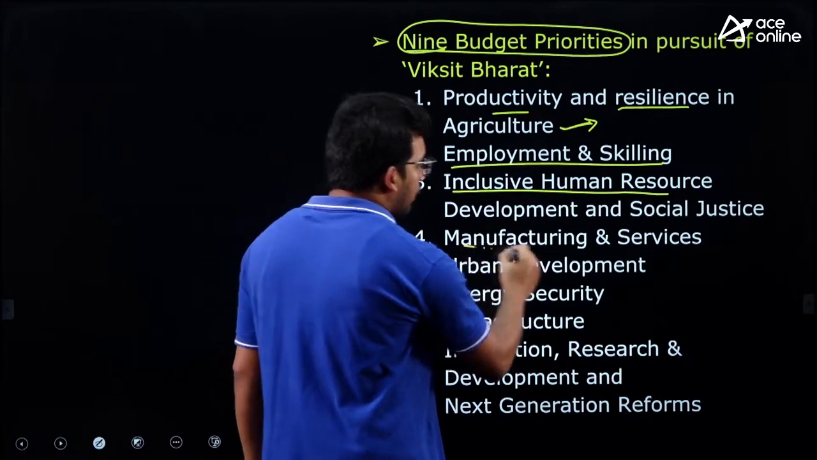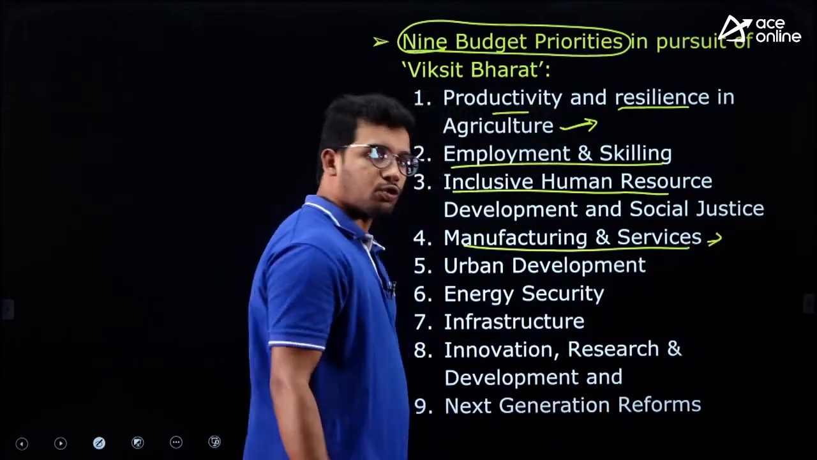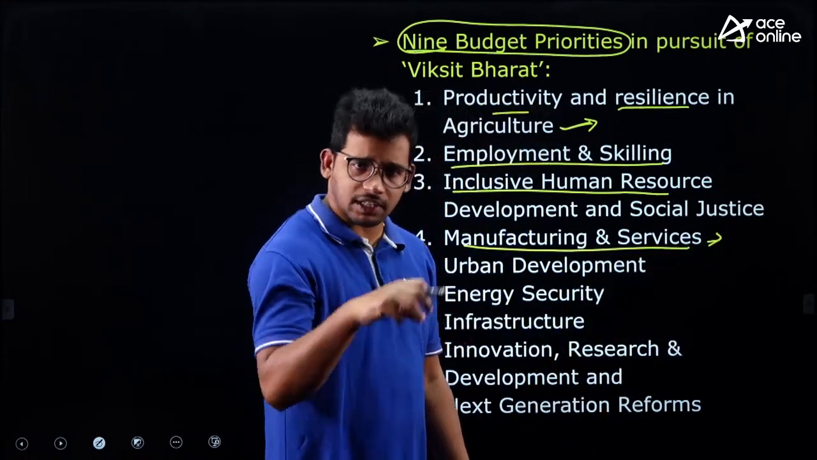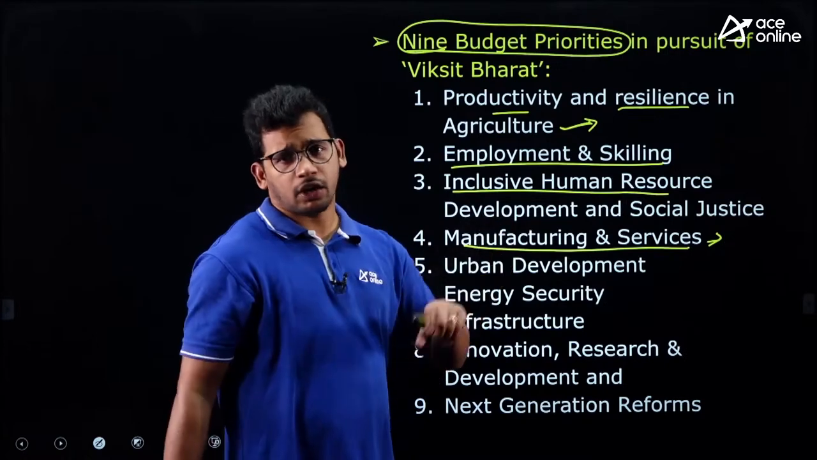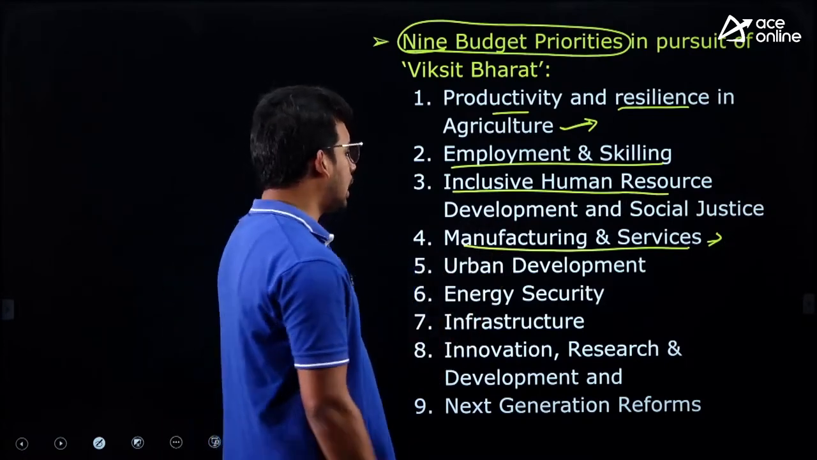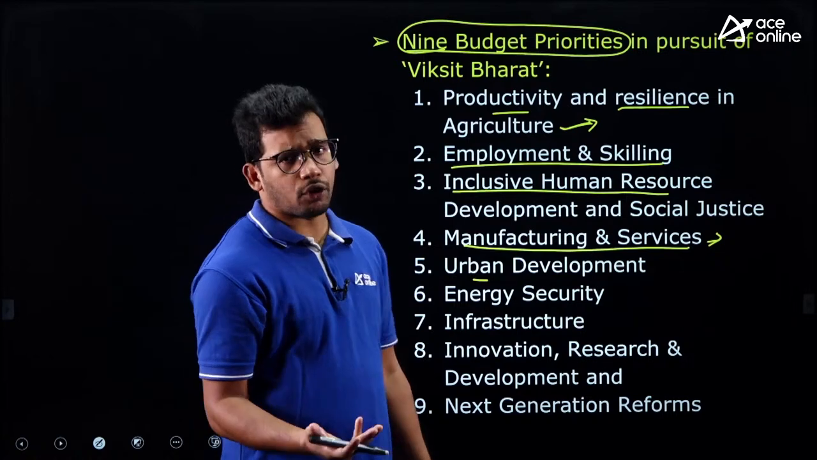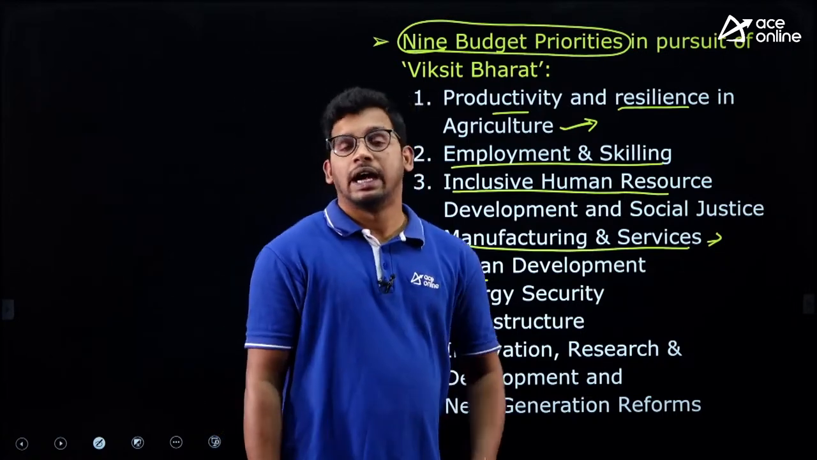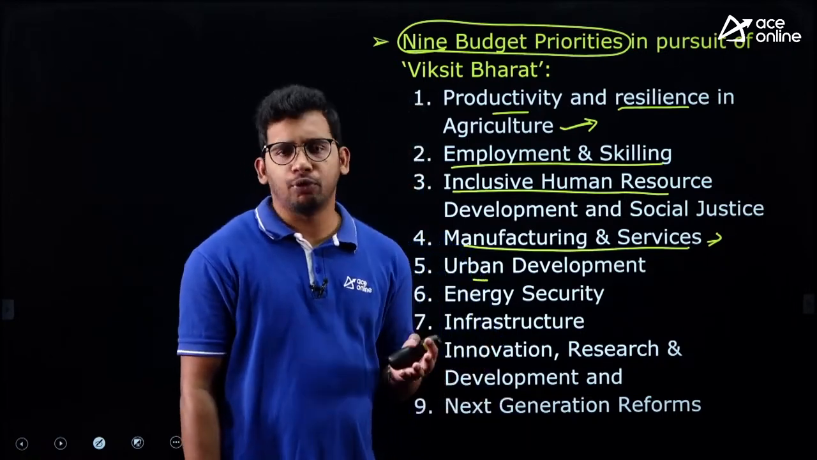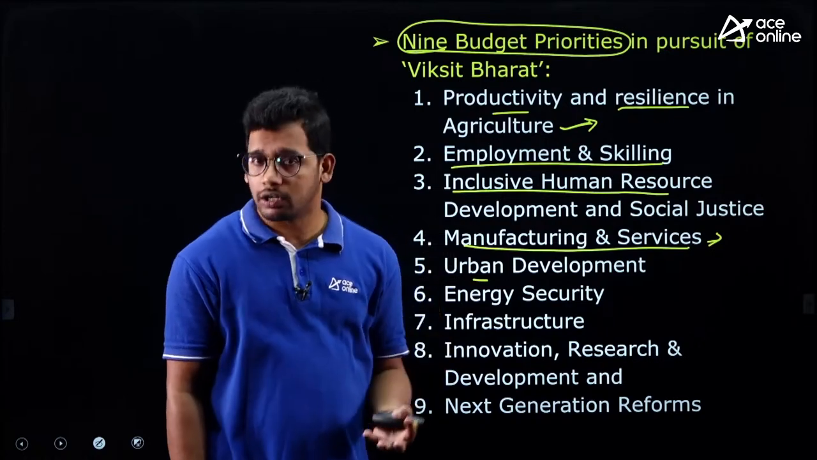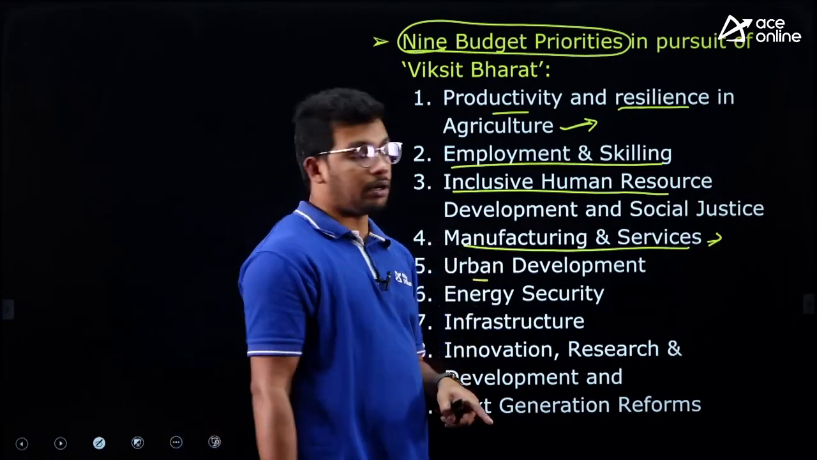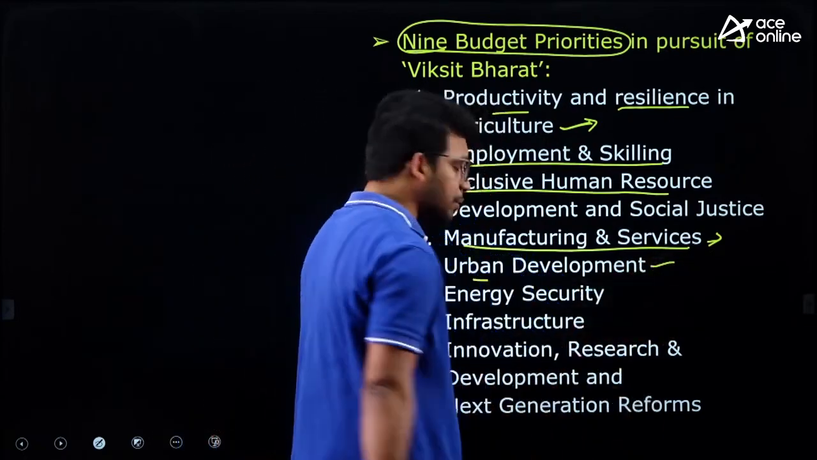Next one, manufacturing and service. So this is also a core part of the economy, manufacturing as well as the service sector. Government is going to focus on this as the 4th priority. Then urban development. You all know, because of the environment and a growing population, it is very challenging for people to stay in urban areas in a long-term manner. So to make it more sustainable, government has taken this as the 5th priority.